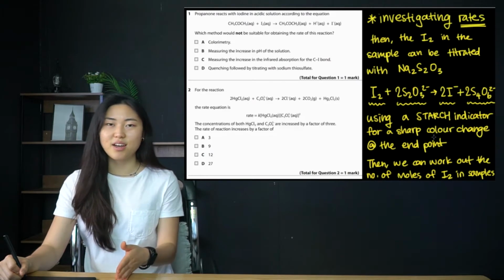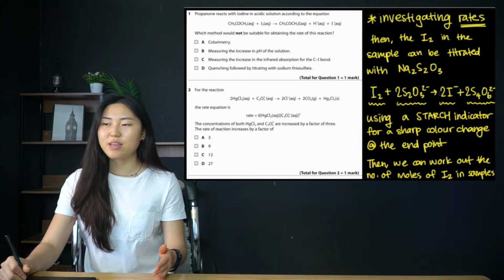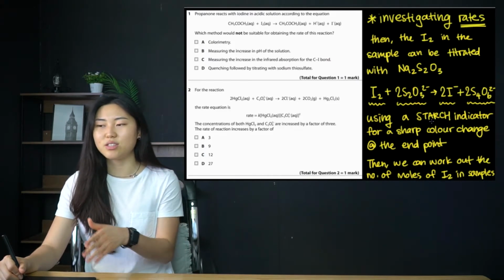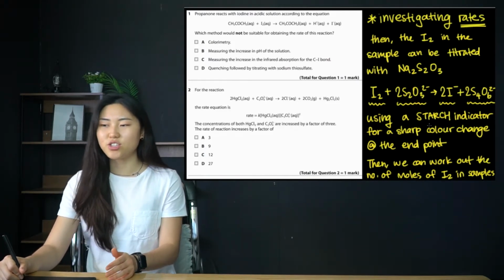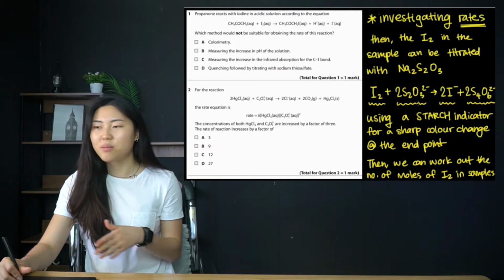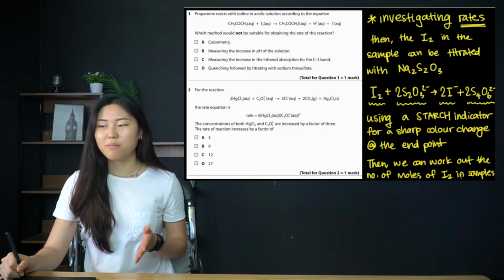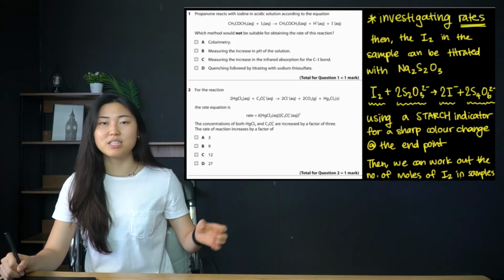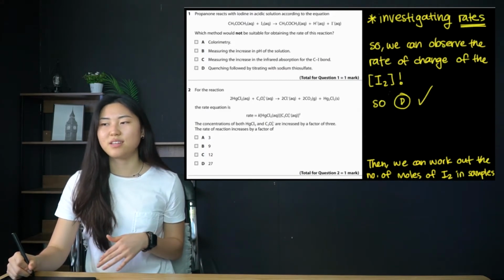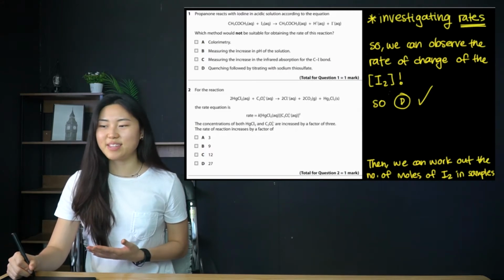So when iodine makes contact with starch, it's dark blue-black. But when we don't have any more iodine left, then the starch indicator is just going to go colorless, right? So it's going to be a very sharp color change at the end point. And then after the titration, you can work out the volume of the thiosulfate solution you used, meaning that you can calculate the number of moles of iodine in the samples collected at different intervals. So you can use this method to see the rate of change of iodine, right? Which is the reactant. So you can investigate rate that way.